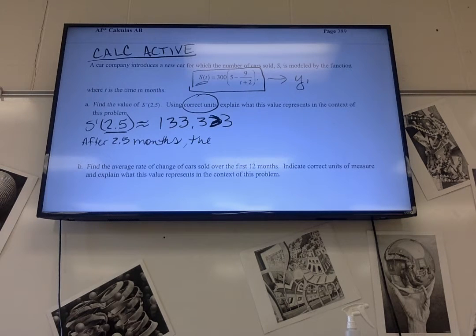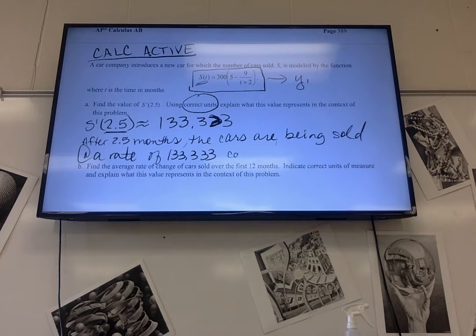We came back to school. The cars are being sold at a rate of 133.333 cars per month. If you put 133, that would have been fine.